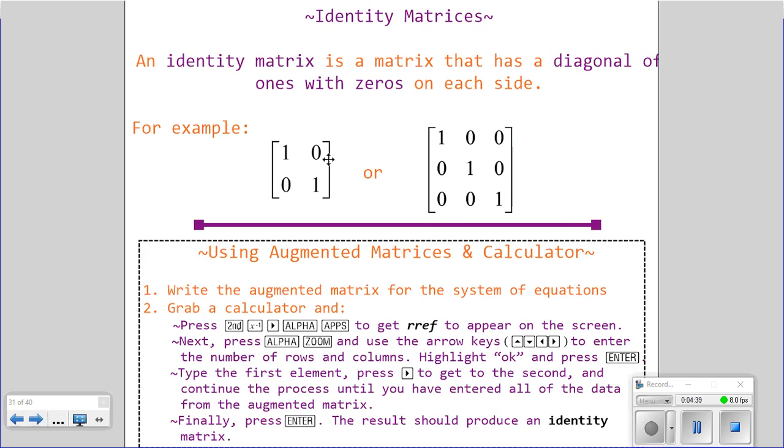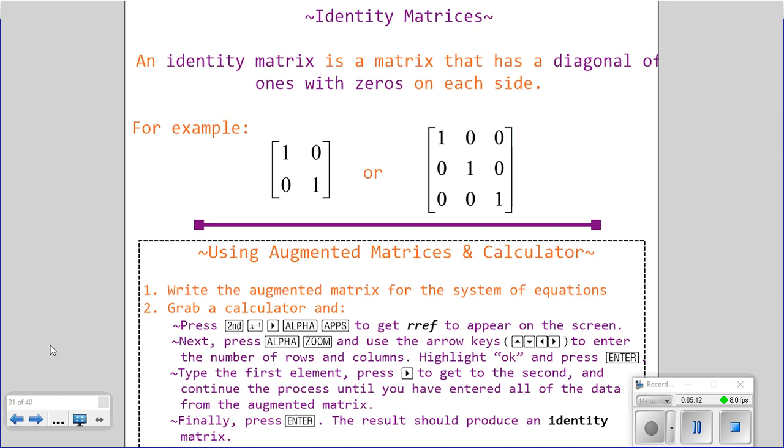Identity matrices. An identity matrix is a matrix that has a diagonal of 1s with 0s on each side. For example, you have the 2 by 2 identity matrix on the left and the 3 by 3 identity matrix on the right. So again, 1s are in the diagonals and then 0s are everywhere else. We're going to be using augmented matrices with our calculators to solve the systems. And here are the steps below.